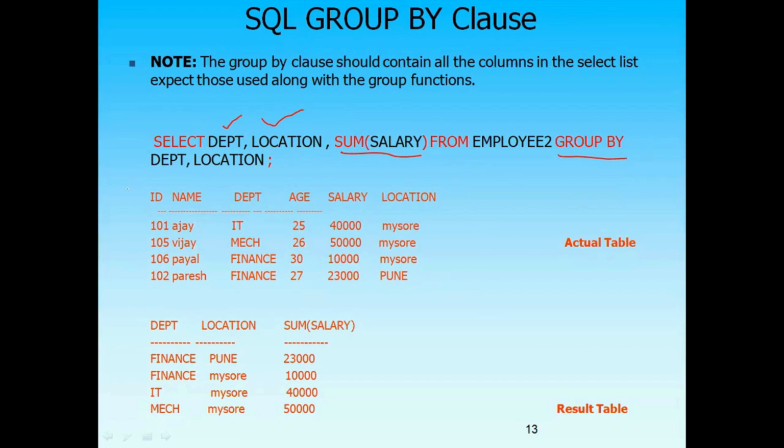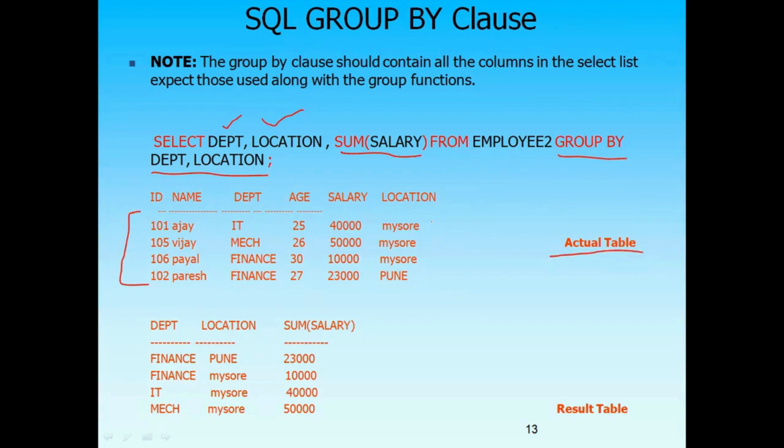So here is the solution: select department, location, comma sum of salary from employee group by department and location. Instead of only department, we also want location to be considered for the grouping, so we can mention multiple columns by giving a comma. What will be the result of this query? This is my original data, the actual table. Now I want department-wise and location-wise sum of salary.